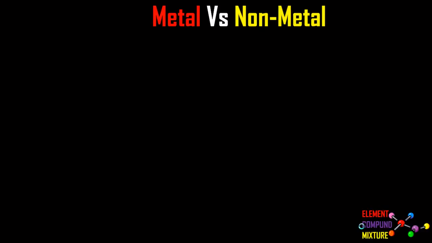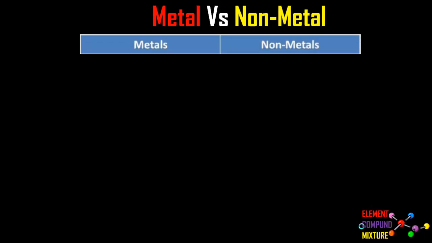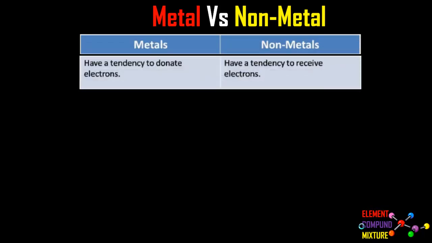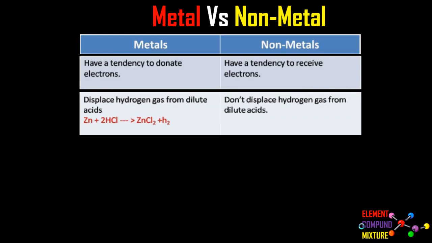Metal and non-metal. The difference of metal and non-metal elements is that metal has a tendency to donate electrons, but non-metal has a tendency to receive electrons. Metal displaces hydrogen gas from dilute acid, but non-metal does not displace hydrogen gas from dilute acids.